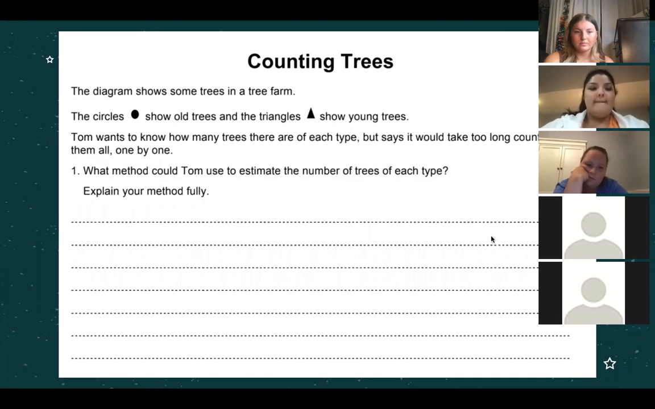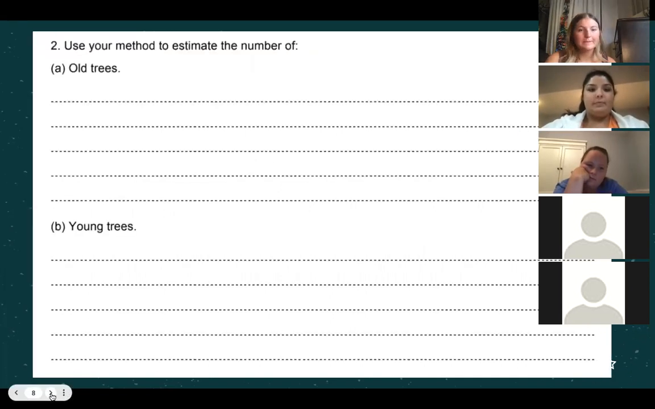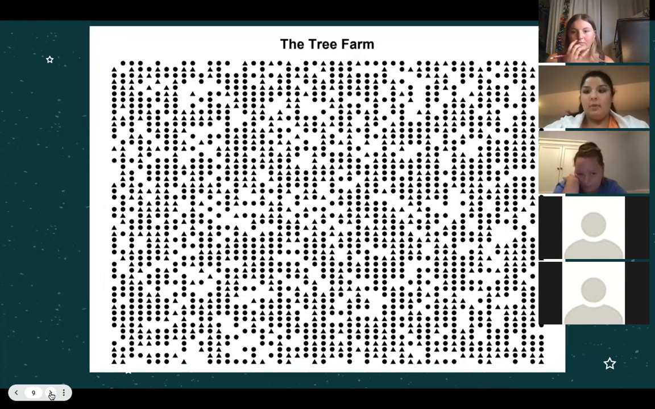Okay, next. Use the method of estimation to solve the number of old trees and then the number of young trees. So you're going to write out how you did it and then your answer in the old trees box and the young trees box. And this is the diagram we're going to be using today. So this is our tree farm diagram.